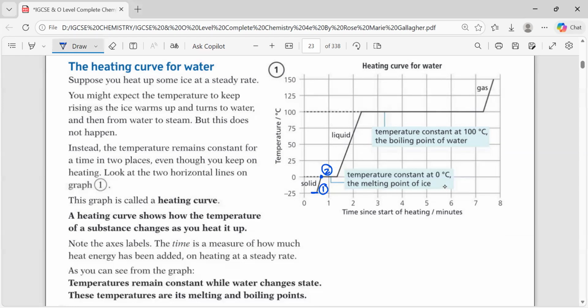So we can say at 0 degree, what is happening? At 0 degree Celsius, melting. The ice is melting, right? And then further increase the temperature, what happens?